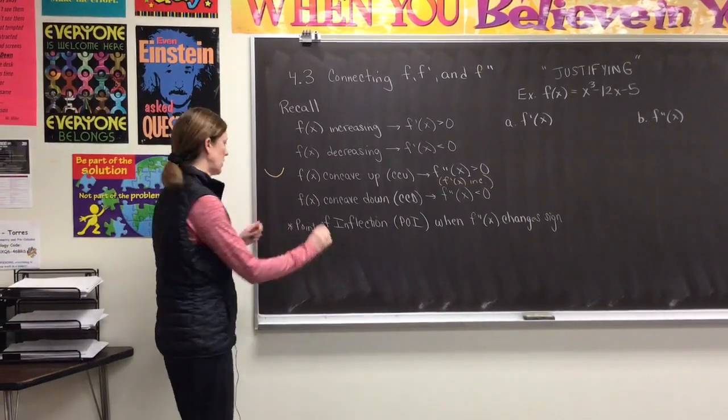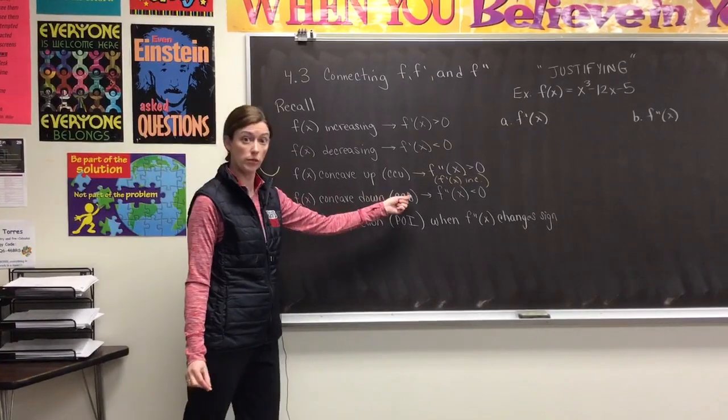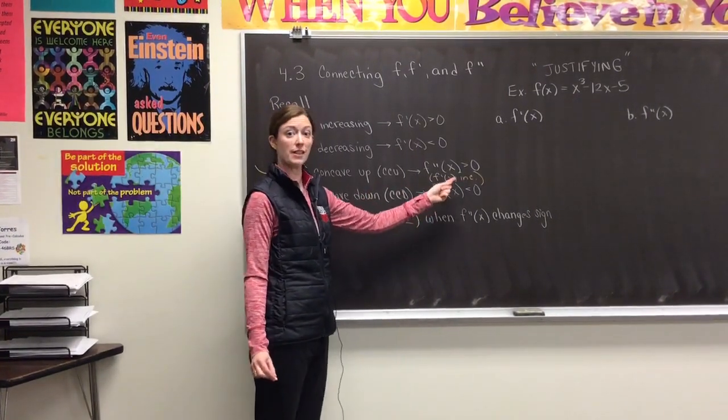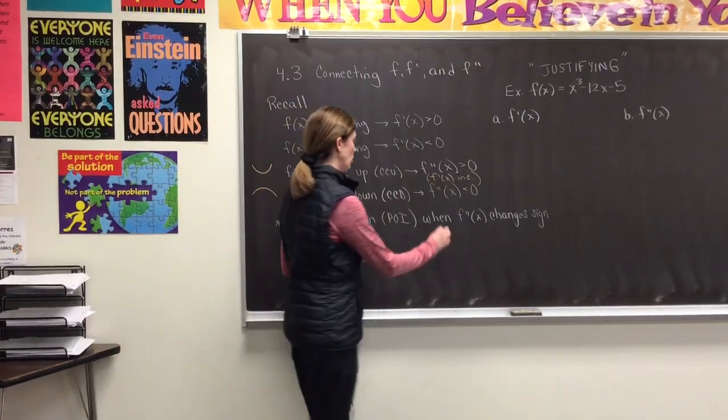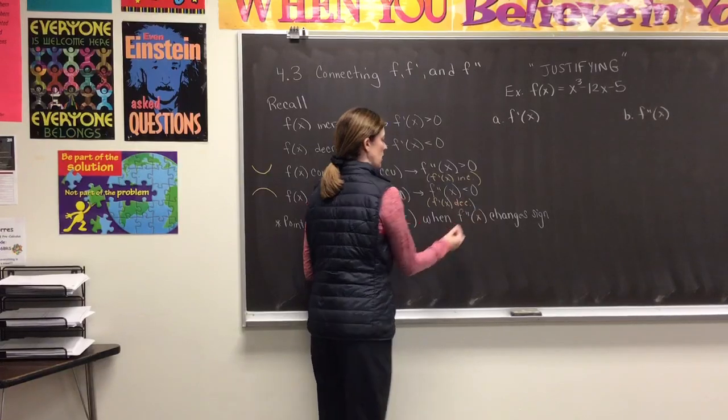My function is concave down like a frown, CCD, that's an approved TLA. You can use that on the AP exam. When my second derivative is negative, which also means my first derivative would have been decreasing.